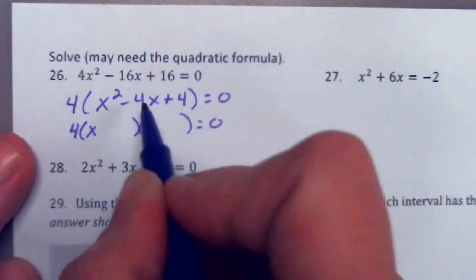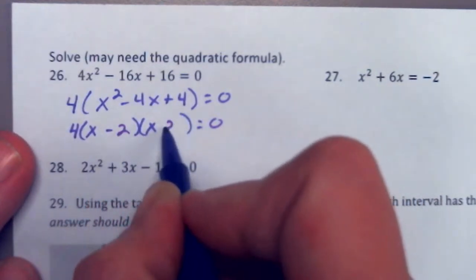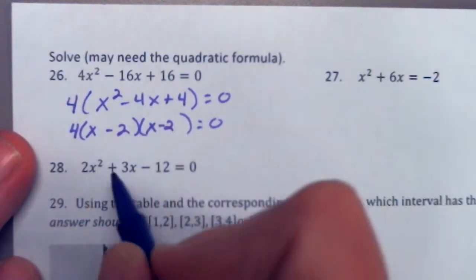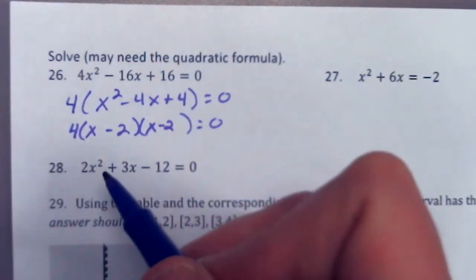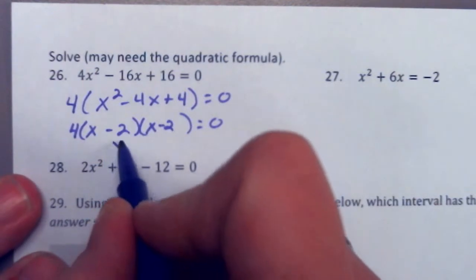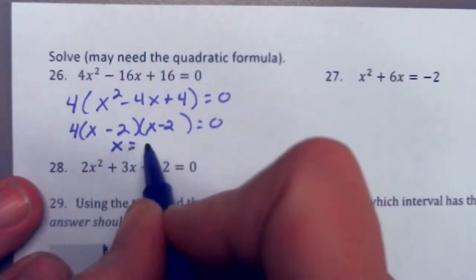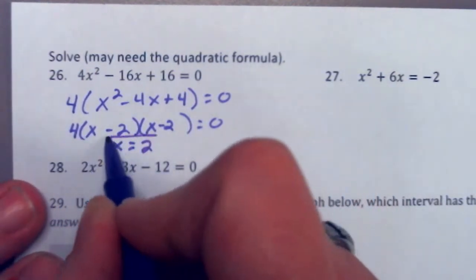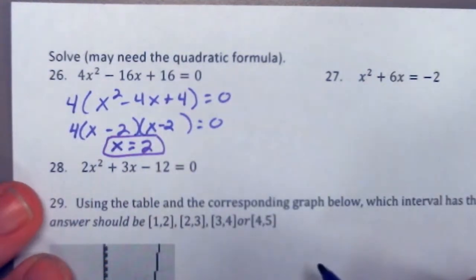Two numbers that multiply to 4 and add to negative 4 are negative 2 and negative 2. So that factors to 4 times (x minus 2) times (x minus 2). And since it equals 0, the only value that will make this all equal to 0 is 2. So your solution is x equals 2.